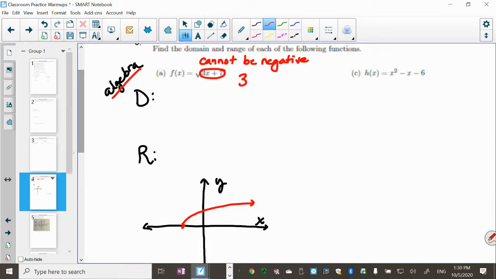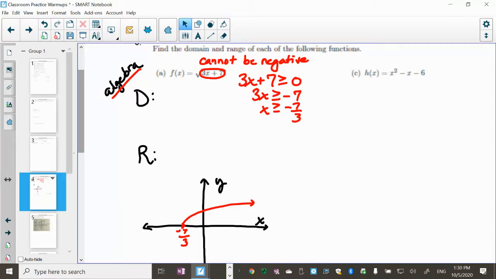So I said, all right, I'm going to do 3x plus 7. You take what's underneath the radical and say it has to be greater than or equal to 0, because it cannot be negative. So then I'm going to solve it. Subtract 7 on both sides, divide by 3 on both sides. X is greater than or equal to negative 7/3. So now I know, looking at my graph, this is negative 7/3. So my domain, or all the numbers that I can put into this function, have to be greater than or equal to negative 7/3.